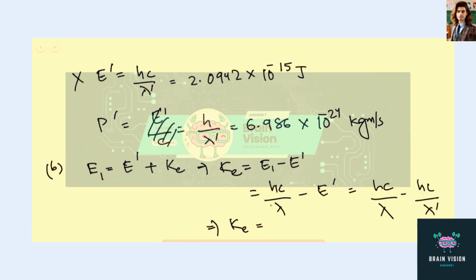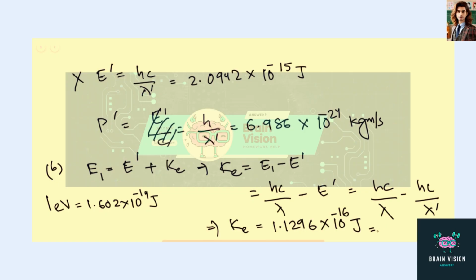and solve for the kinetic energy. And doing so, you'll find this value to be 1.1296 times 10 to the power minus 16 joules. And we know that 1 electron volt is 1.602 times 10 to the power minus 19 joules. So we can divide by this factor over here and find the kinetic energy in units of electron volts, and that comes out to be 705 electron volts.